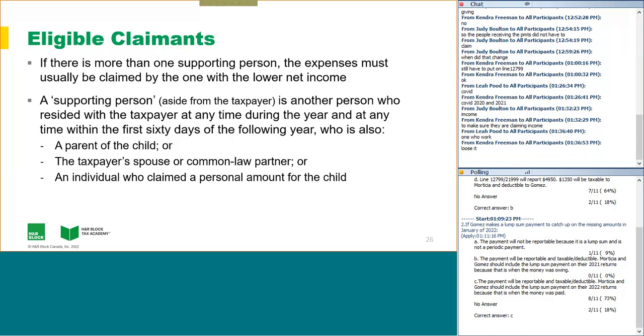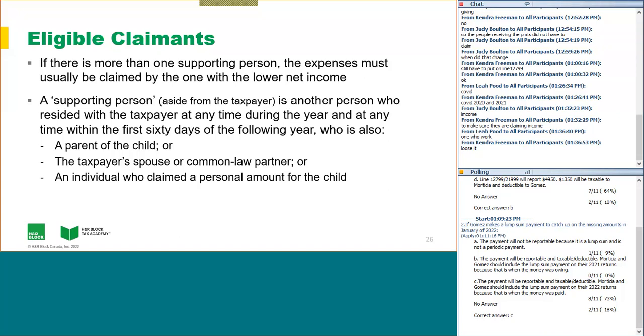So just because the lower income person can't use it doesn't mean you can give it to the higher income person. It only means you can do that if there's a Part C exception. So we'll talk about that. If there's no Part C exception, you're only looking at the lower income person. If they can't claim it for whatever reason, it's gone. It's lost. Okay? Get really comfortable with that idea. It's hard to explain to clients why they can't claim their child care, but in that circumstance, they can't.